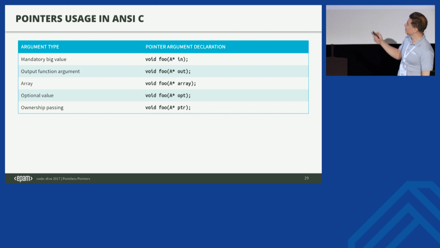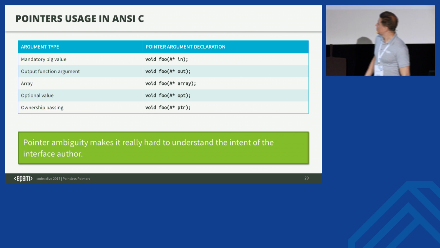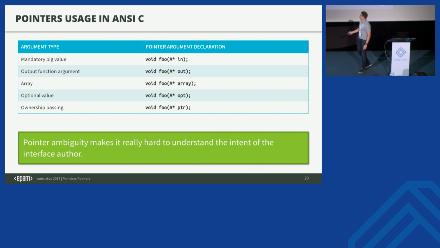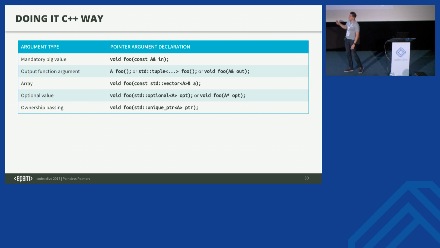So we are not living in C, yeah? We are living in C++, so there are no excuses not to be explicit here. When you are passing a mandatory big value, pass it by const reference, with const, yes? Because it's an input-only argument in this case. If you want an output-only argument, do it without const. Be explicit.